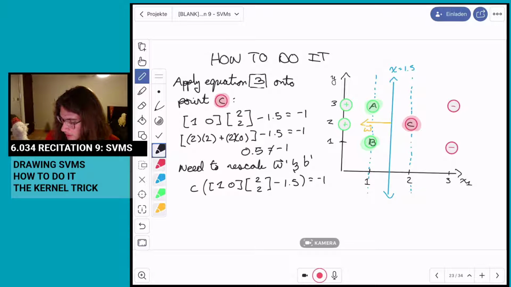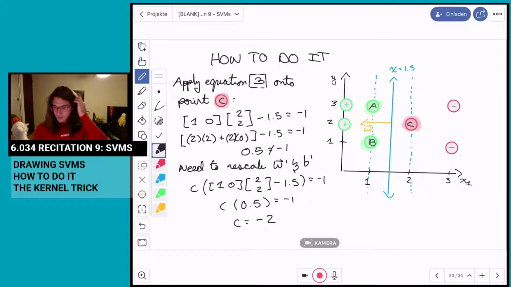Okay, and now I know what the inside of that equation is, or results being, I know it's 0.5 from above. That's equal to negative 1, which means C is equal to negative 2. So now I have my scaling factor, 2.